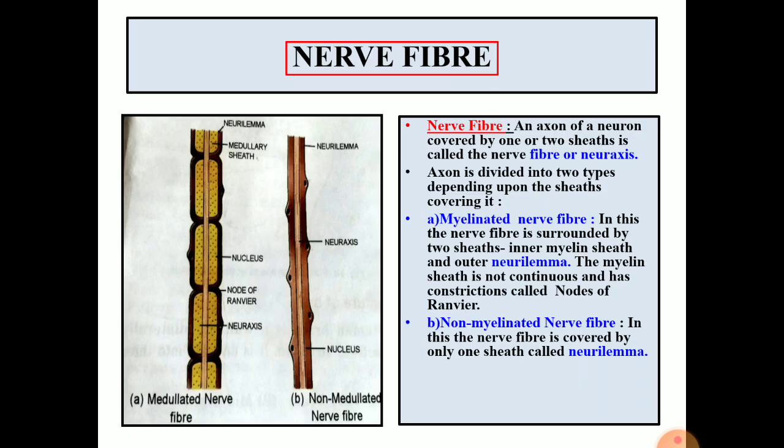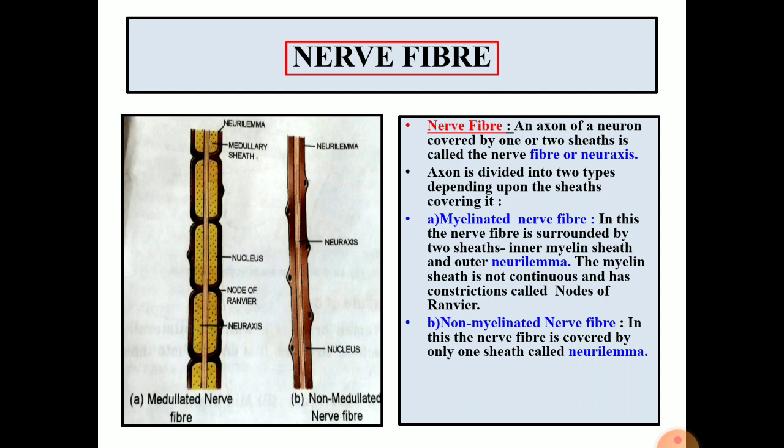Next, nerve fiber. What is a nerve fiber? An axon of a neuron covered by one or more sheaths is known as a nerve fiber or neuraxis. Axons are divided into two types depending upon the sheaths that cover them. If there are two sheaths on it, that is the neurolemma as well as the myelin sheath, then it is known as a myelinated nerve fiber.